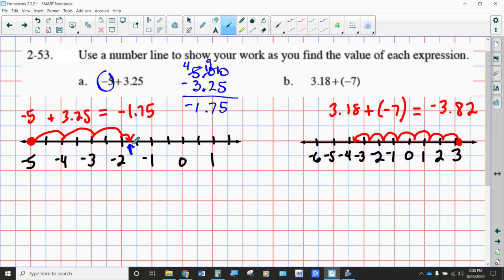So honestly, in a situation like this, it's good to see it on the number line, but I'm not a big fan of trying to use the number line when we're dealing with decimal numbers. It's just a little more complicated than I would like.